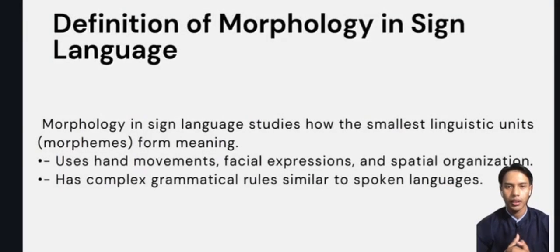Morphology of sign language. Definition of morphology in sign language. Morphology in sign language is the study of how the smallest linguistic units form meaning in visual gesture communication. Unlike spoken language, which relies on sound, sign language uses hand movement, facial expression, and spatial organization as key elements. Sign language is not just a collection of gestures or pantomimes, but has complex grammatical rules, including morphology and syntax, similar to spoken language.